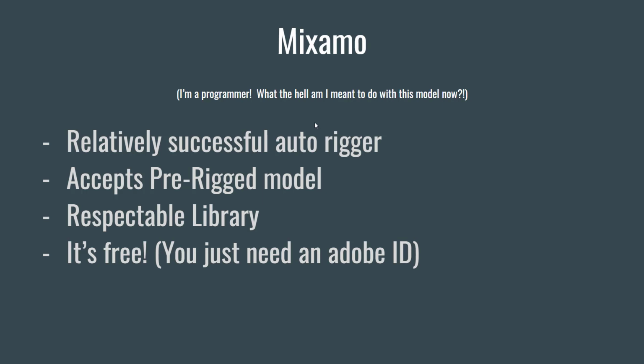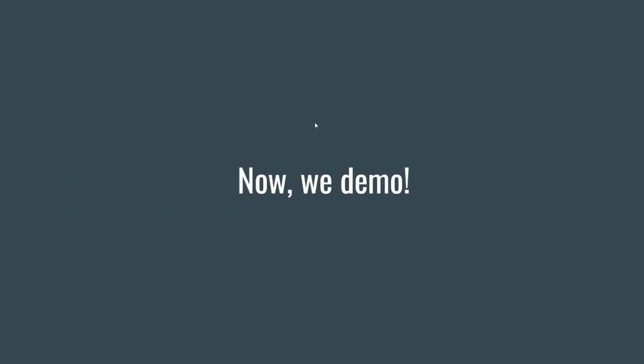It has a relatively successful auto-rigger. If you bring in just a model, an OBJ or an FBX that only has the model in it, it will prompt you to place points on your model and say, these are where the hands are, these are where the ankles are, and so on. And it's usually quite on the mark. It also accepts pre-rigged models, which is what I'm going to be demonstrating with. And it has a respectable library of animations, and you can just download them and put them in your game.